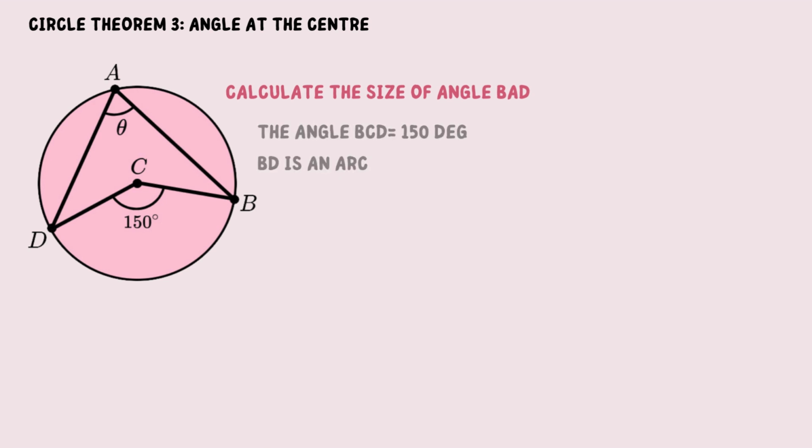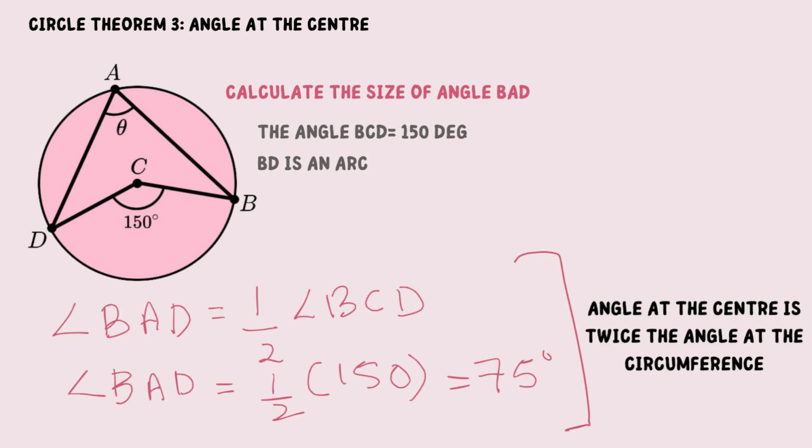We know the angle at the center is twice the angle at the circumference. And so, as we know the angle at the center, we need to divide this number by 2 to get the angle BAD. On performing this operation, we find out that angle BAD equals 75 degrees.